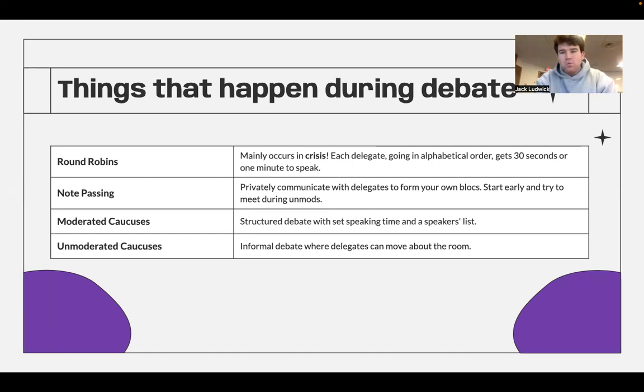And then the next two things, which we'll go into a little bit more detail about, are moderated and unmoderated caucuses. Moderated caucuses are the formalized debate where you'll stand up, give a quick speech, and then sit back down. Unmoderated caucuses are informal debate, so you'll go around the room and talk with people, and this is where the working paper and draft resolution writing will be done.